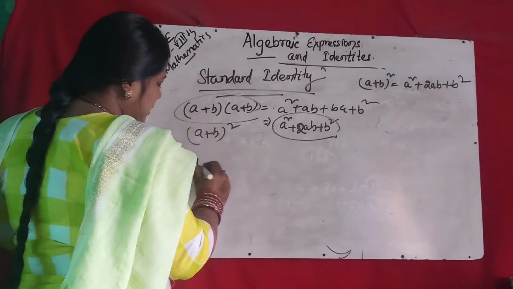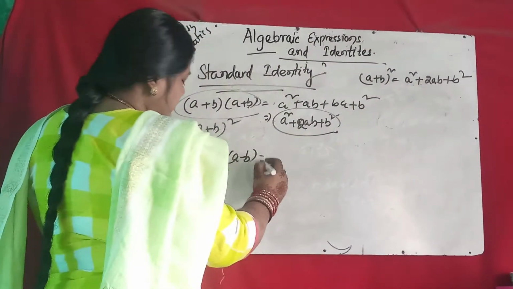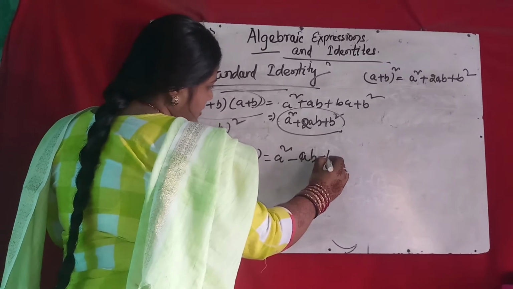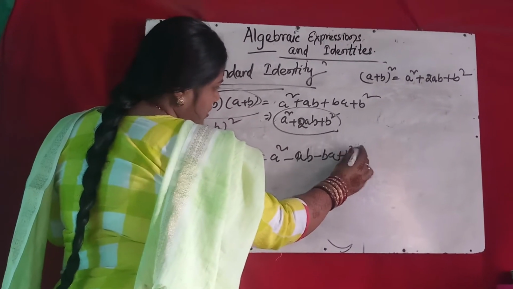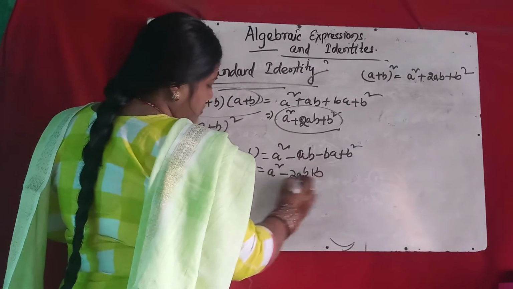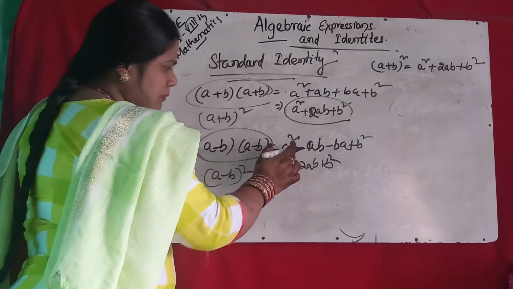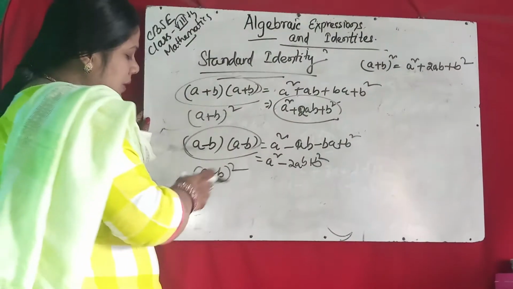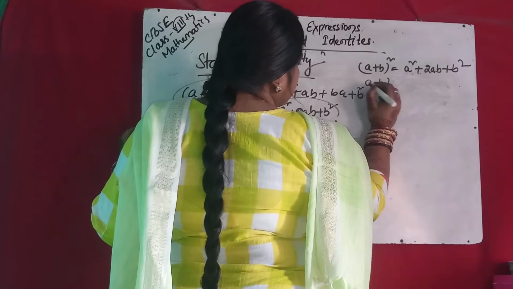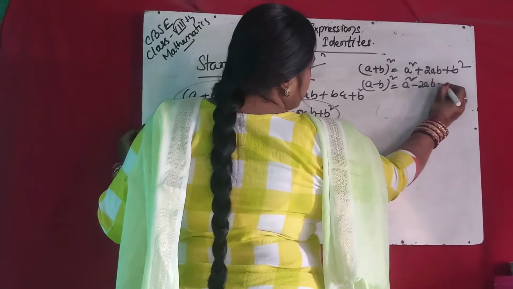Then next is multiply A minus B with A minus B. Okay, so same thing: A square minus AB minus BA plus B square. Then A square minus 2AB plus B square. So here, the left side is (A minus B) whole square; simply I multiplied here. Next identity is (A minus B) whole square equal to A square minus 2AB plus B square.